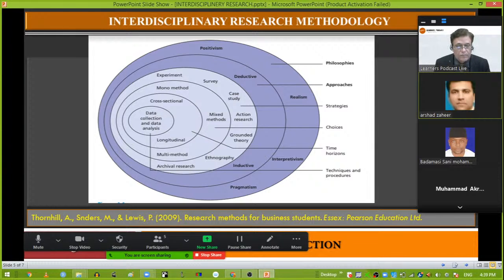So again, we answer the questions of what the reality is, how we see the different things, and whether there are different components in the reality, or it is a single reality, or what is the relationship between the different components of reality.